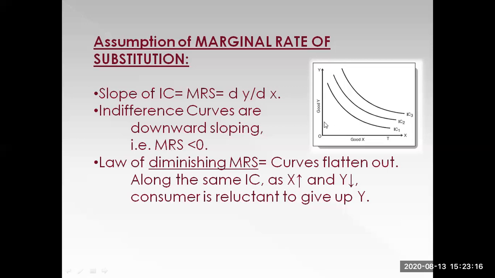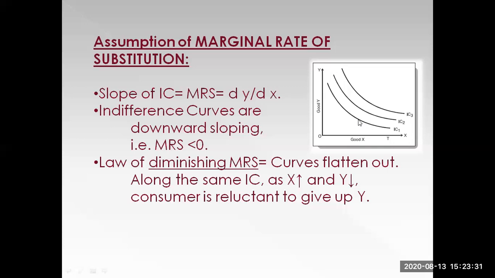So what I do is I reduce my consumption of good Y to this amount and I increase my consumption of good X to this amount to stay on the same indifference curve IC1, which gives me the same amount of utility. So I'm not better off and I'm not worse off, and I'm as happy as I was before.